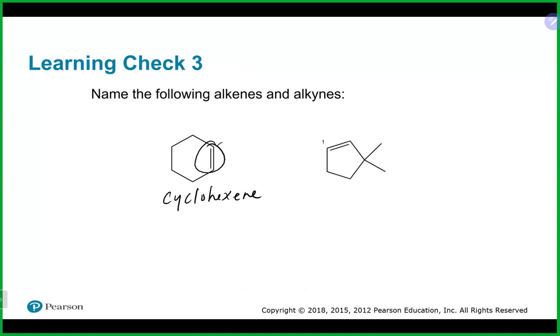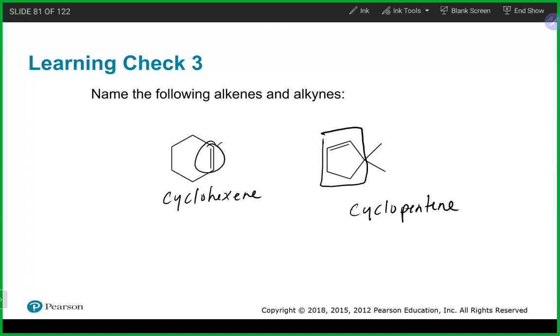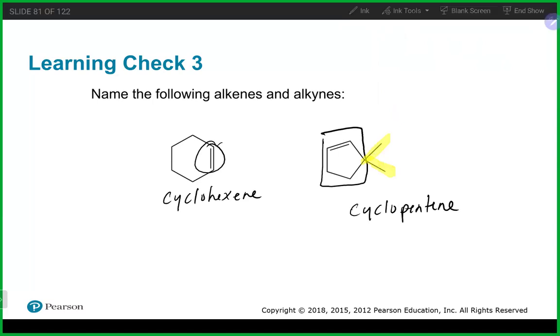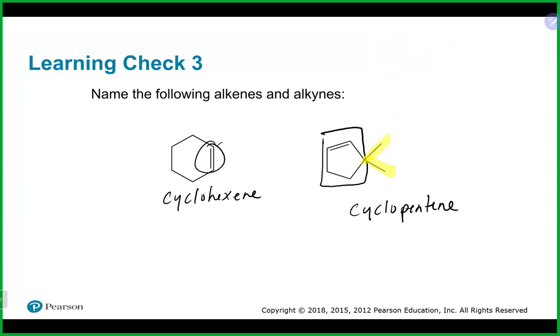Here, the largest group is this ring here, which is a 5-member ring. And this is going to be the base of cyclopentene. Now, we do have two methyls hanging out there, right? We got a methyl group there and a methyl group there. And that means we have two methyl groups in the same compound. So that is going to be a dimethyl situation, right? We do need to give the number here.